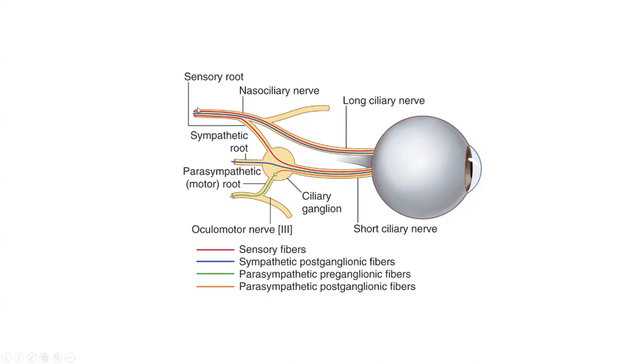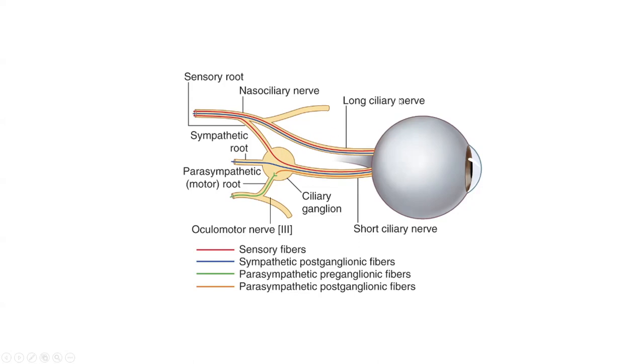The sensory route is one of the branches of the trigeminal nerve. In this case, it's the branch of the ophthalmic nerve, which is the nasociliary nerve. And here it has a connection with the ciliary ganglion as a sensory route. Again, this sensory fiber doesn't synapse, it just passes through the ganglion. It reaches the short ciliary nerve and is innervating the eyeball.